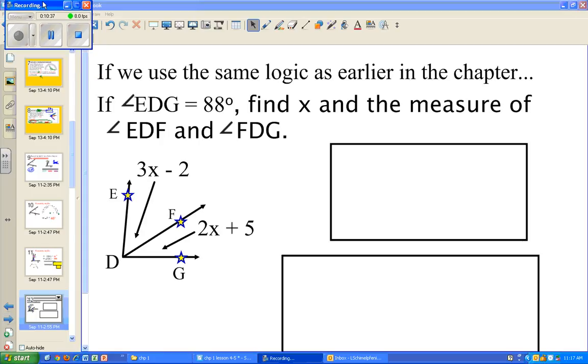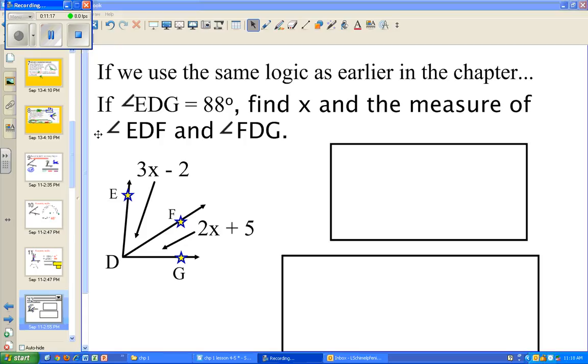Okay, next. Some problems you will not be using a protractor, and I'd like you to put the protractor away. No more protractor today. And now you want to use the same logic that we did earlier in the chapter. If it gives you this information, the measurement of angle EDG equals 88 degrees, find x and the measurement of EDF and FDG, please. Pause it. Fill in your work, and again, you can either try to write on the iPad with Notability, or if it's not working for you, just come up and get a hard copy, please.